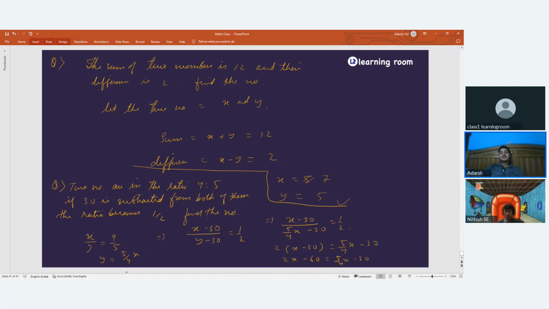Got it? Yes. So it will be 2x minus 5 by 4 of x, that will be equal to 60 minus 30. So 8x minus 5x by 4 is equal to 30. 3x by 4 is equal to 30. X is equal to 30 into 4 upon 3. That is equal to 40. So we got the value of x. You can put the value of y. Y is nothing but 5 by 4 times 40. That will be equal to 50.